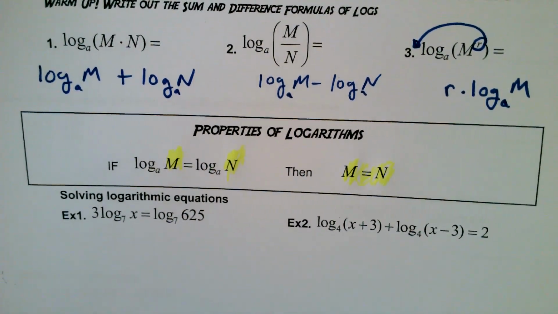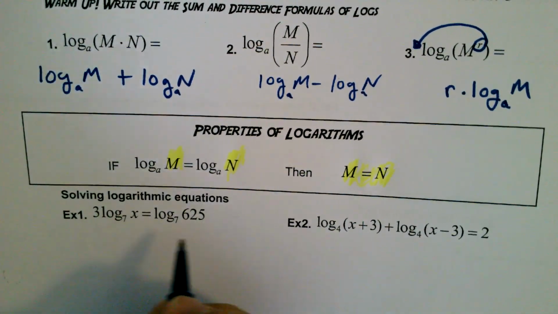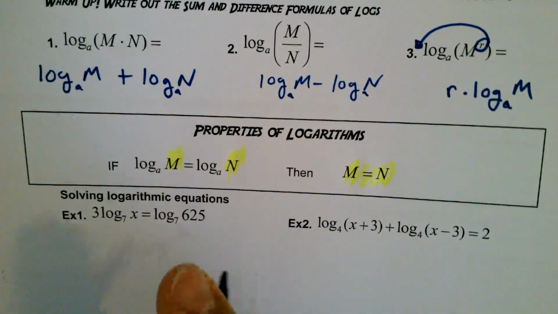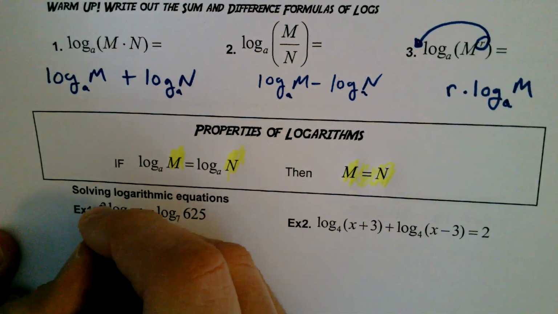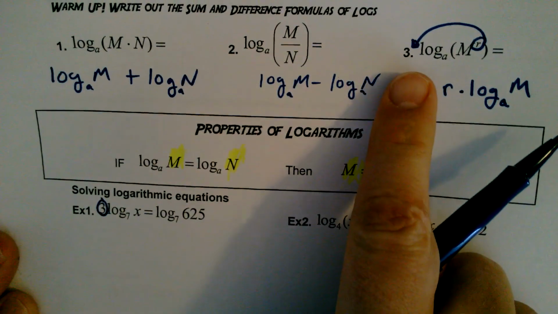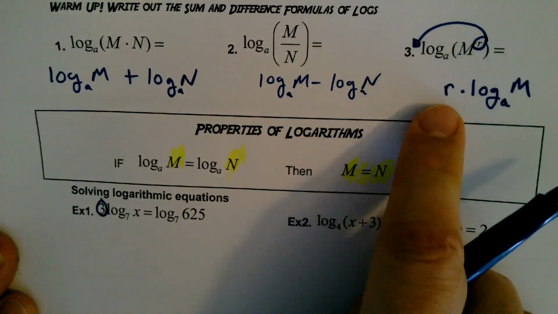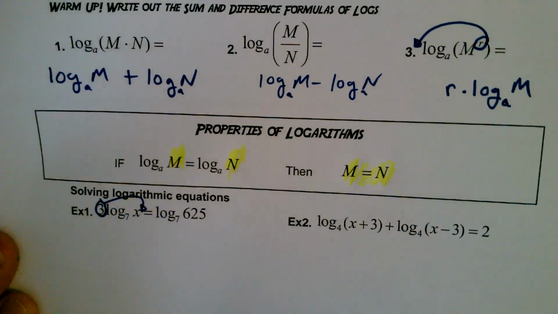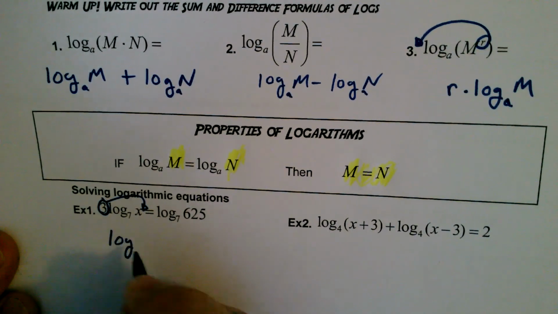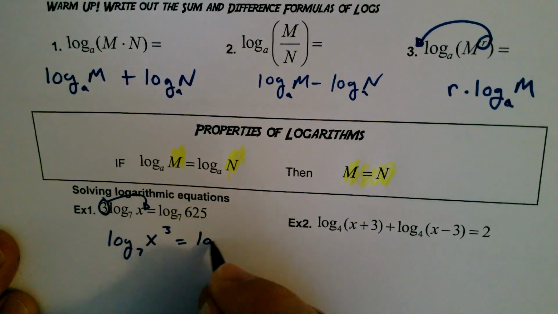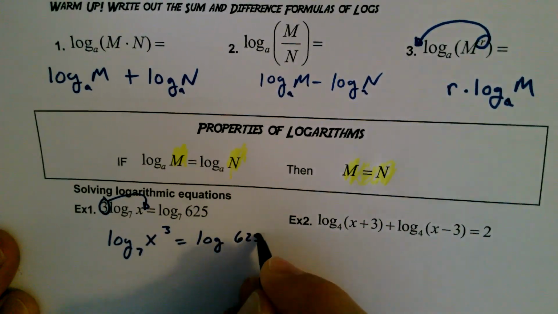So that's our goal for number one. I see I have logs on either side. What I'm trying to do is get log base 7 equal to log base 7. Well, the problem I have right now is this 3's in the way. From up here, we should know that's an exponent, so we can take that and put it back on top. Now that represents log of x cubed base 7, and that equals log of 625 base 7.